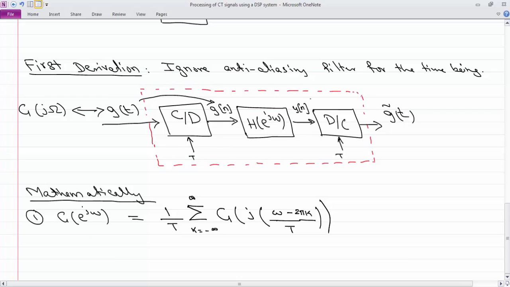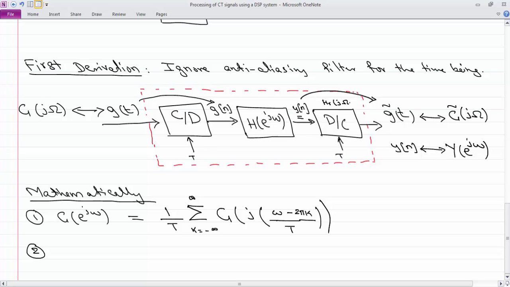Now, we also understand from the last topic's discussion the relationship between the frequencies of my output G tilde of j omega and the frequencies of this discrete sequence Yn. So let's call the Fourier transform of Yn as Y of e to the j omega. We did this in the last lecture. Assume, right now, that there is some reconstruction filter. So the reconstruction filter is given by Hr j omega.